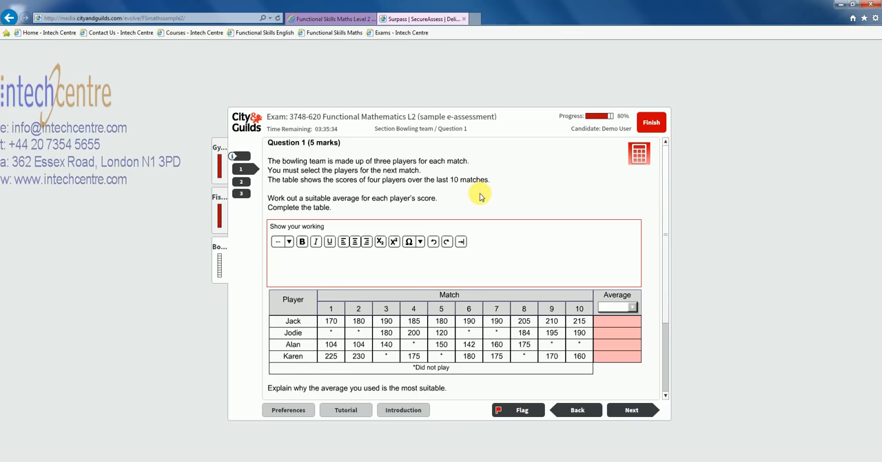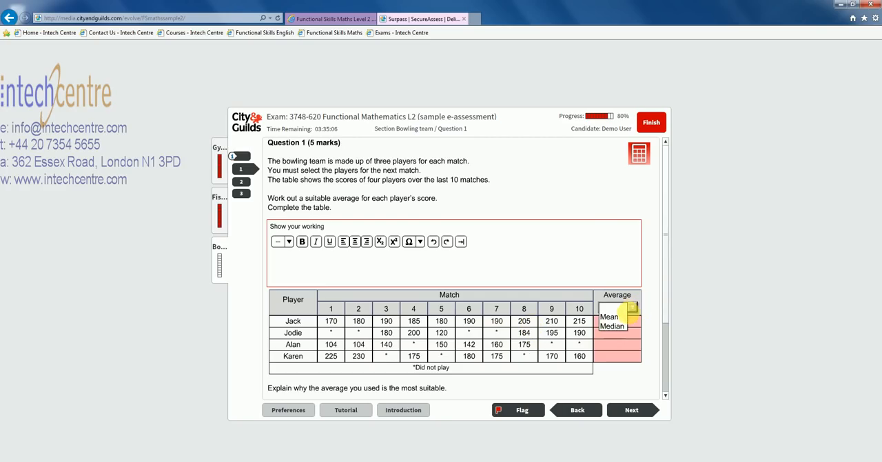There's the mean, the median and the mode. The mode here probably wouldn't be suitable as there are no duplicate values, because the mode is the most frequent number, so I probably wouldn't pick the mode. You could pick the mean and you could pick the median. Some of the values are quite dispersed, so as you can see here it's 104 for Alan, 175, so it's quite a big range there.